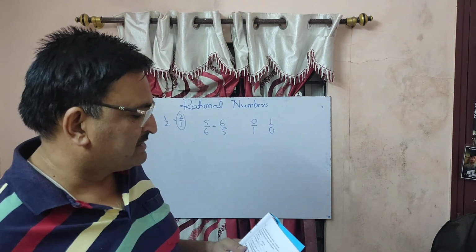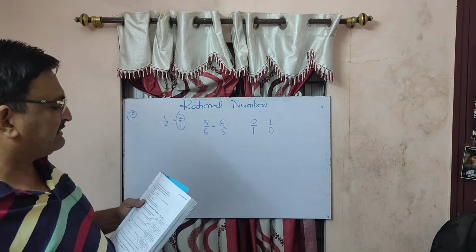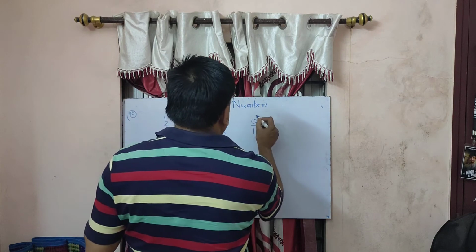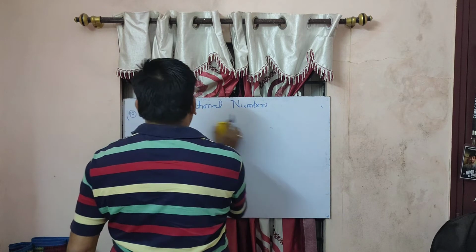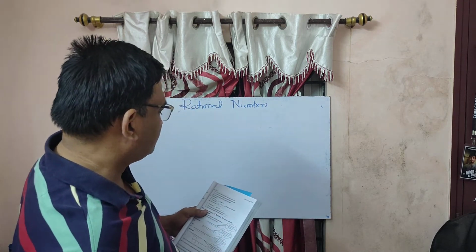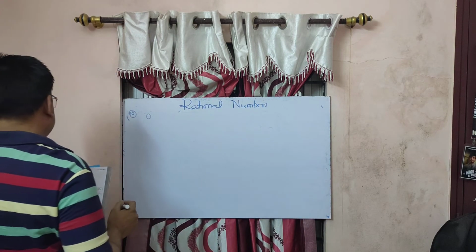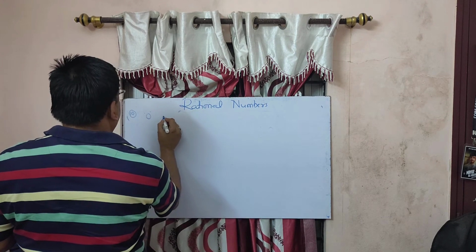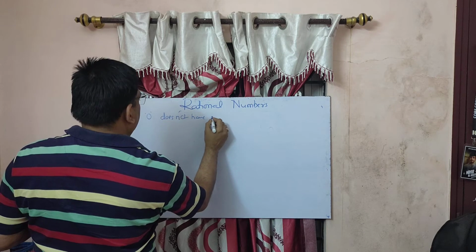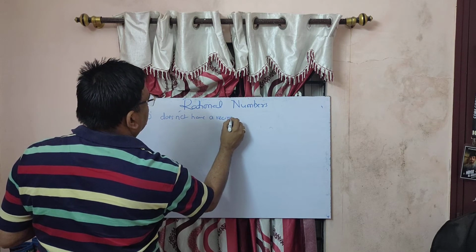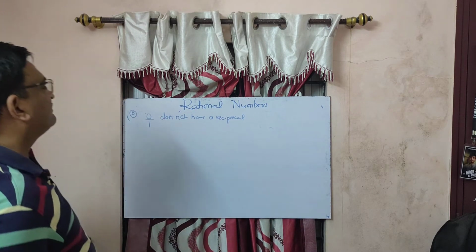So the question is, the rational number that does not have a reciprocal. That is what? 0 upon 1. So the answer is, the rational number that does not have a reciprocal is 0. 0 does not have a reciprocal. That is, 0 upon 1 you can write. 0 upon 1 does not have a reciprocal.